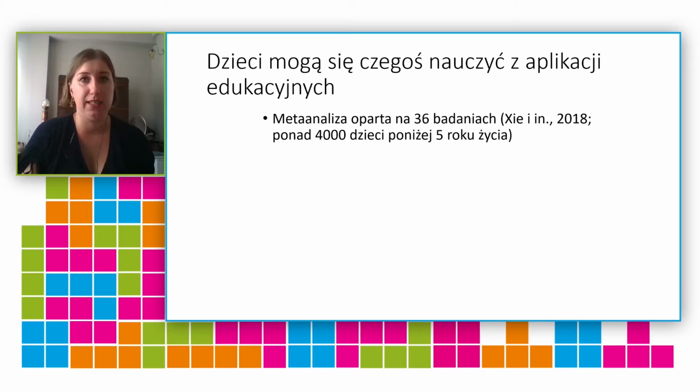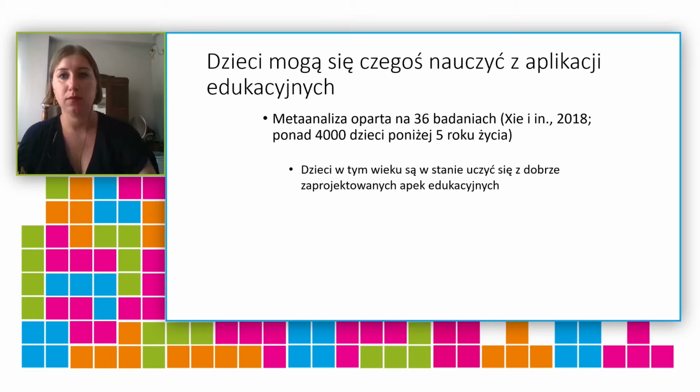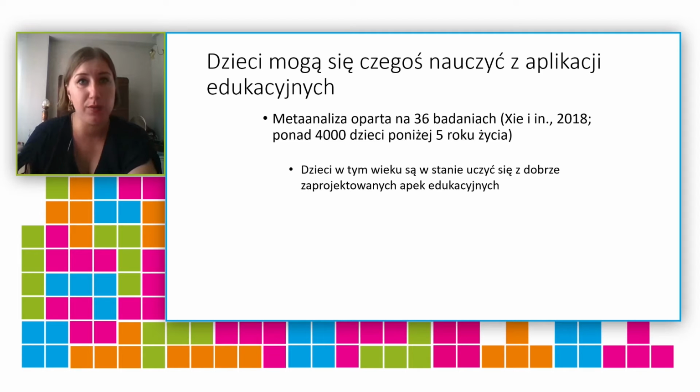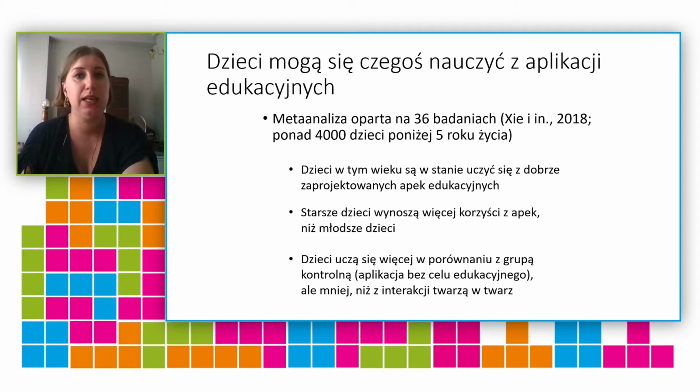And we know from research that children can learn something from educational applications for preschoolers. So I'm speaking about children below 5 years of age, in the age bracket 3-4. We had more than 4,000 children researched, all of them younger than 5, and provided that touchscreen apps were designed properly and adjusted to the age of children, we know that older children will derive more profit from apps, and that children tend to learn more than the control group.